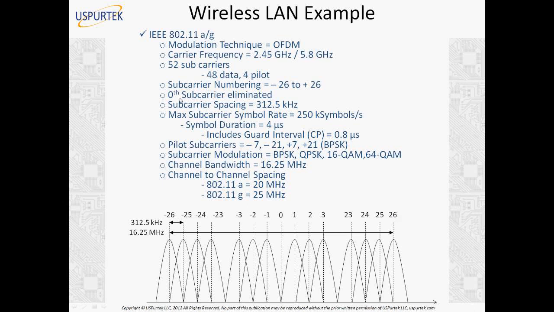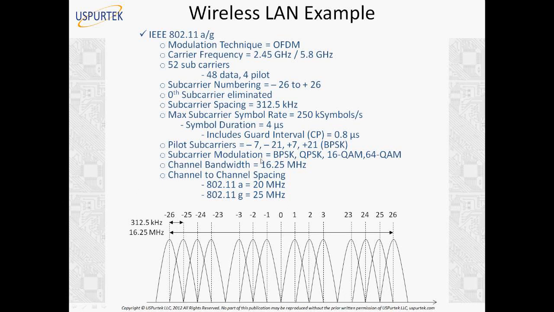Subcarrier modulation could be either BPSK, QPSK, 16QAM or 64QAM. Now, why do we have these multiple modulations mentioned here? This is to support multiple data rates. Any of these wireless technologies can support from a low data rate to a higher data rate. So as you move to high data rates, we use different modulation techniques.